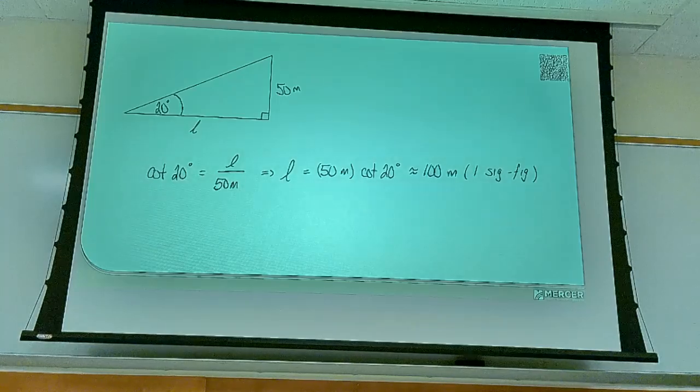And the exact value, yes, it's like 137 and some change meters.